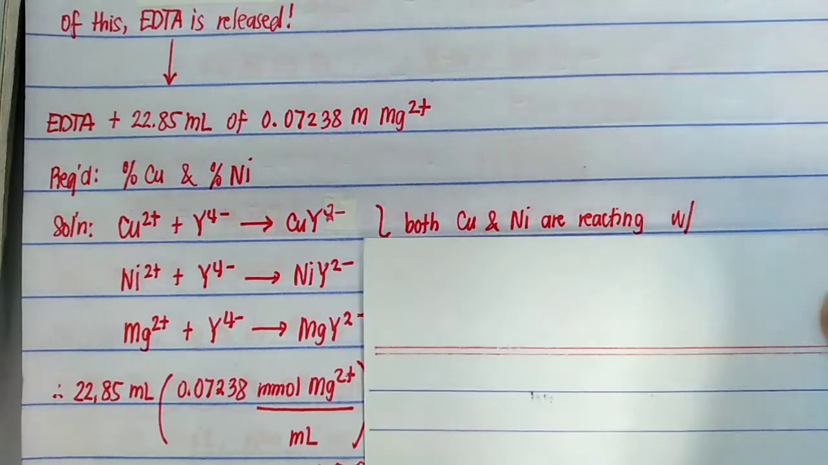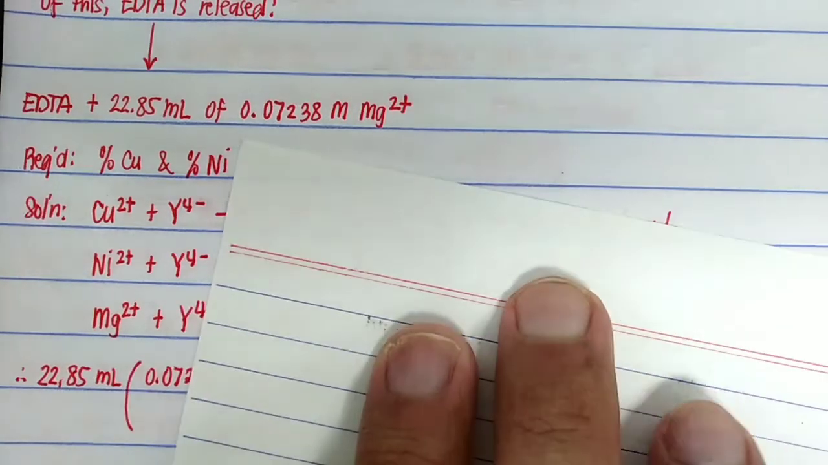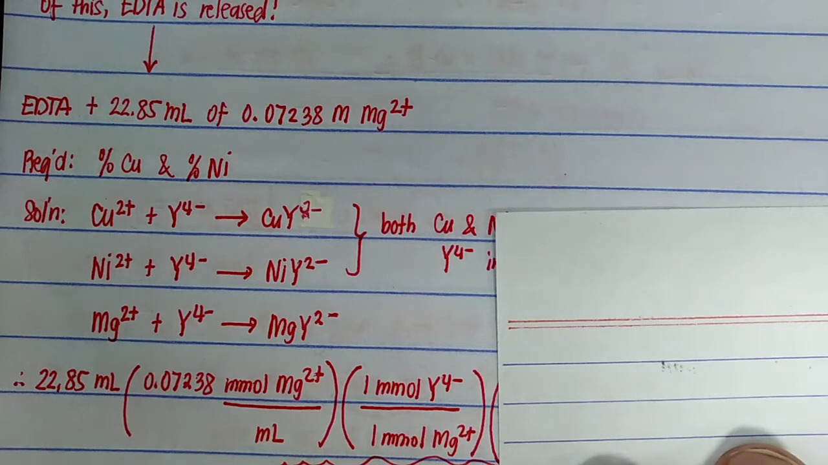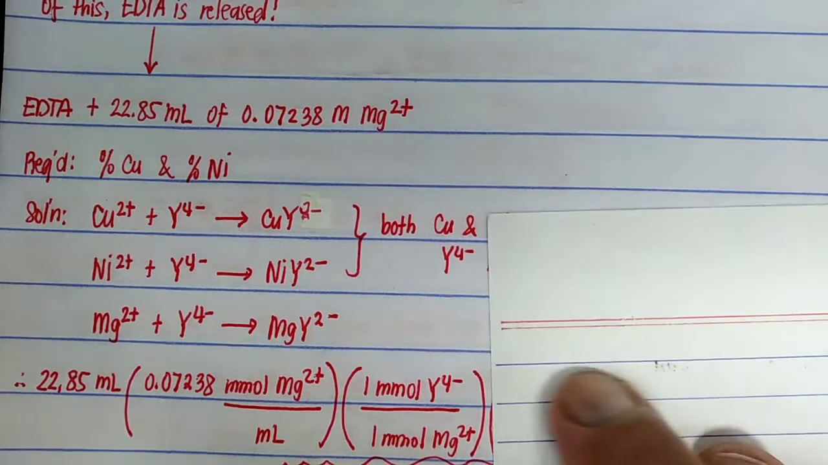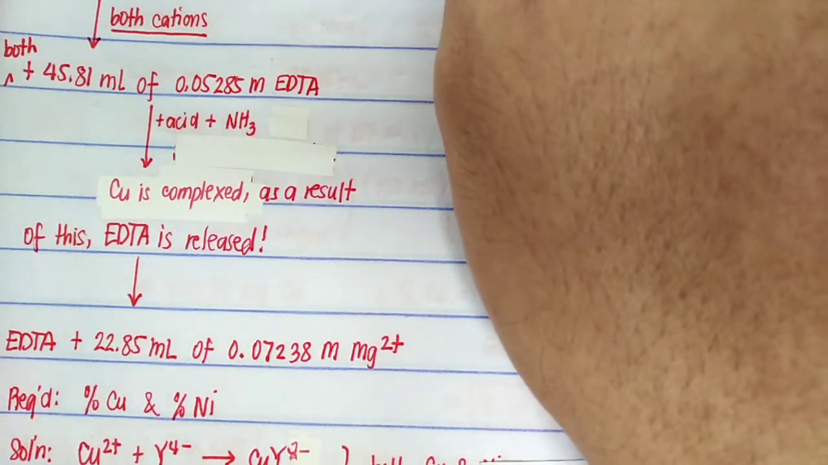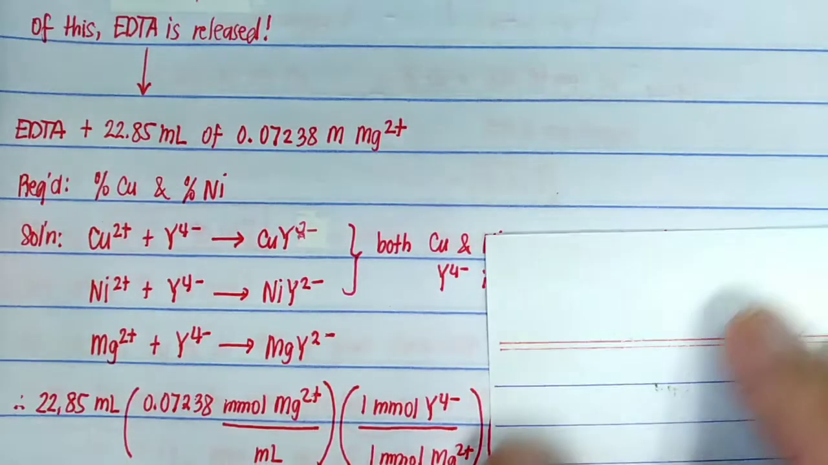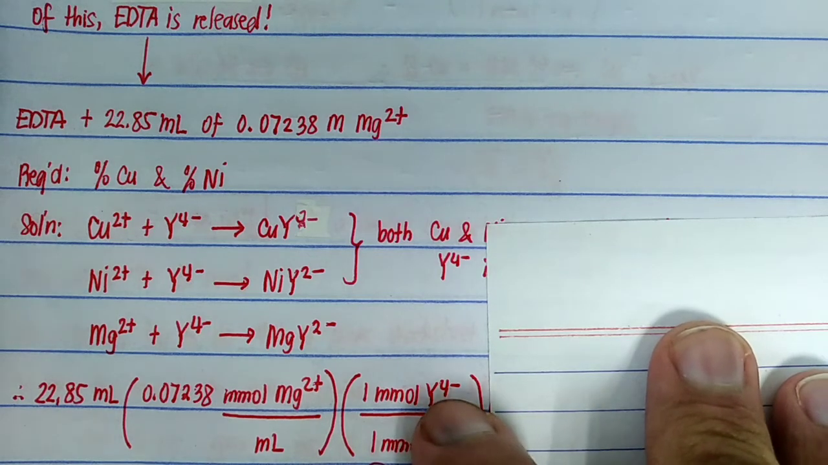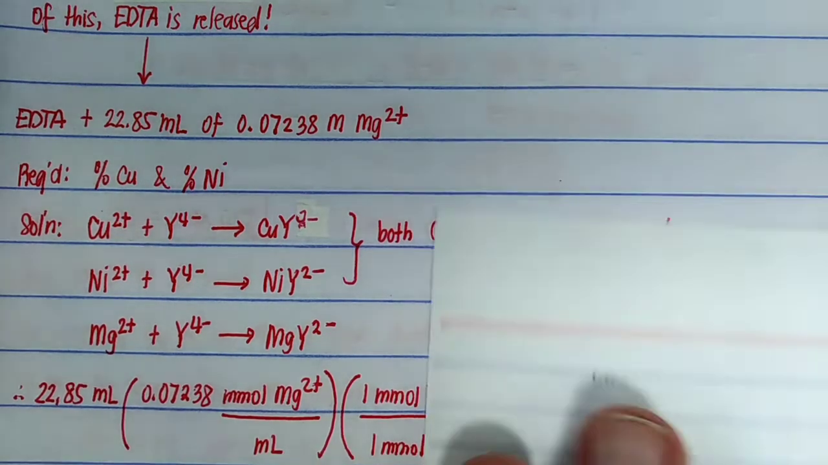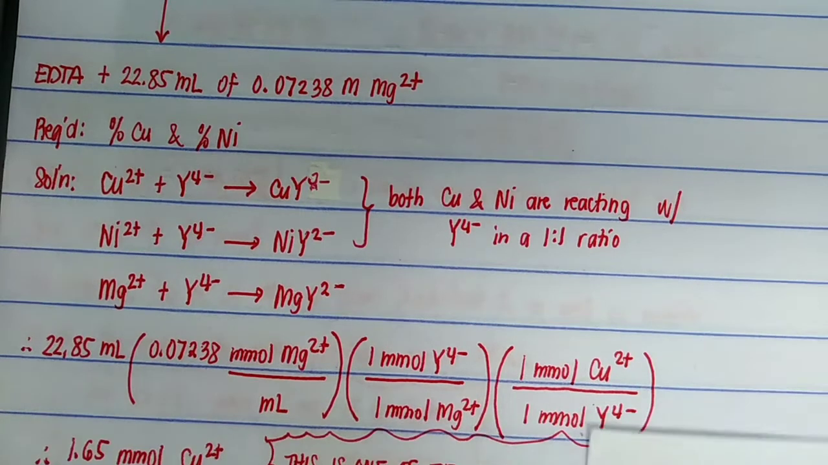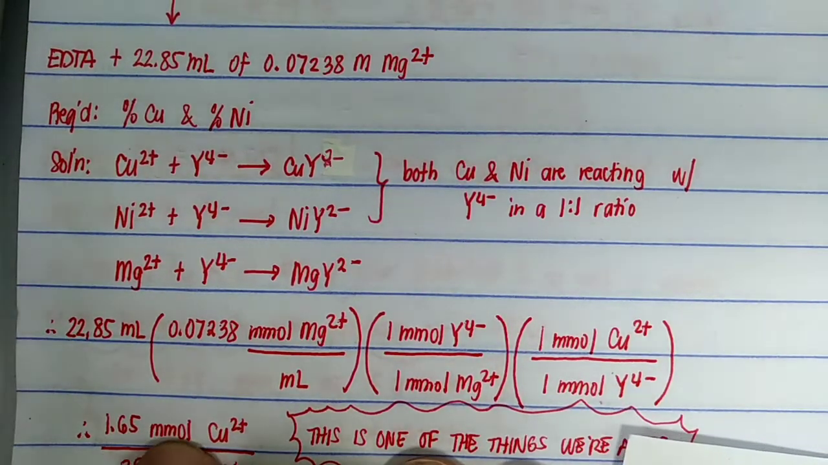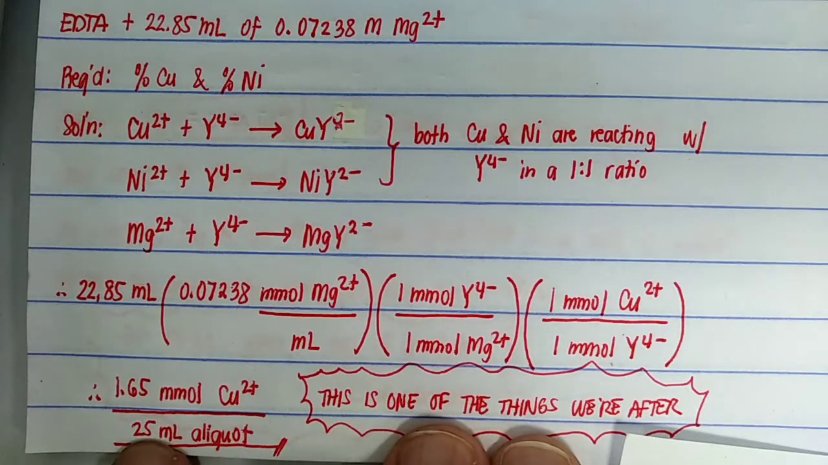So looking in this equation over here, we can now see that, let me just adjust, for every 1 millimole of magnesium, 1 millimole of EDTA will react as well. And as noted in our problem, this EDTA was released in the first place from the copper. So this EDTA that I've now computed over here, I can now relate it to the millimoles of copper that I have. So multiplying it now gives me this particular stoichiometric factor. Now plugging it into my calculator, I got 1.65 millimoles of copper that is present in the 25 ml of aliquot.